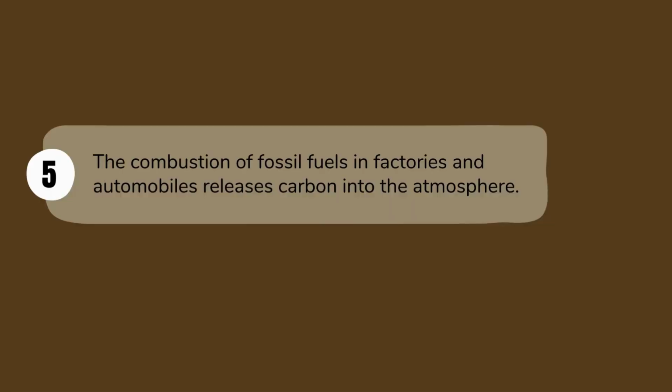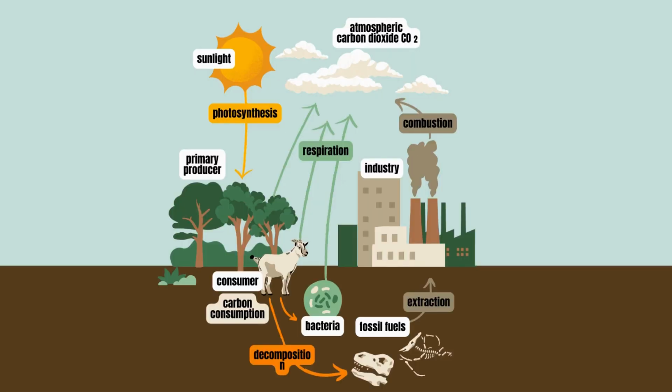And the fifth step is the combustion of fossil fuels in factories and automobiles, which releases carbon into the atmosphere. It is a different process in which fossil fuels combust, for example wood, coal, or oil, which is burned in factories and automobiles and releases carbon. Carbon is an element, and it is also dangerous when it enters the atmosphere. Now I will tell you about the cycle.